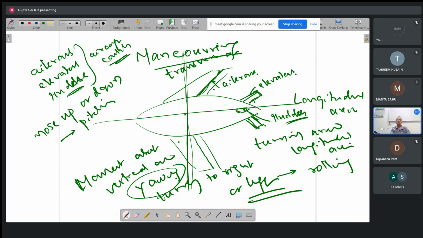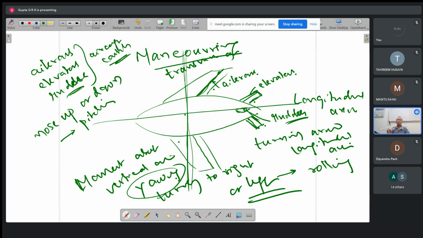And the elevator, it is at the tail end. If I shift it down like this, what happens? Air coming like this pushes it up, because if I turn it down, it pushes the tail up. So when the tail goes up, the nose goes down. Is it clear? So if the elevator is down, the nose goes down. If the elevator is up, the nose goes up.